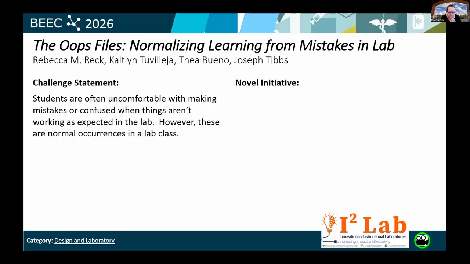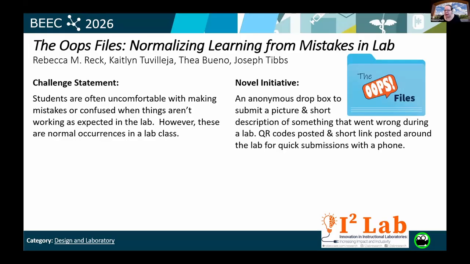So our novel initiative here is what I call the Oops Files. It's an anonymous Dropbox where they can submit a picture and a short description of something that went wrong. They don't have to have the solution. But it's also a way for us, my goal was to capture these pictures and things so that as a staff we can learn how to help students better, and create a database of these things.